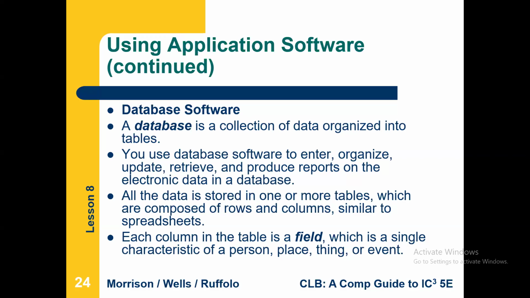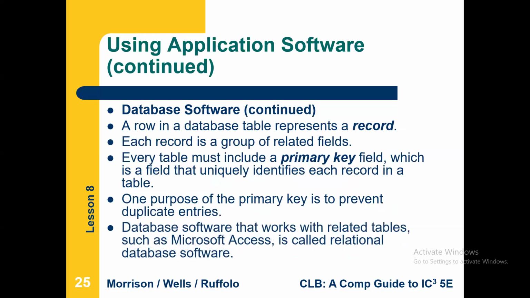Then each column in the table is known as a field, which is a single characteristic of a person. For example, a person has a name, a height, an age, a date of birth. Those individual characteristics that we are interested in from a person are known as fields. Then a row in a database represents a record. A row represents a record. Then each record is a group of related fields.